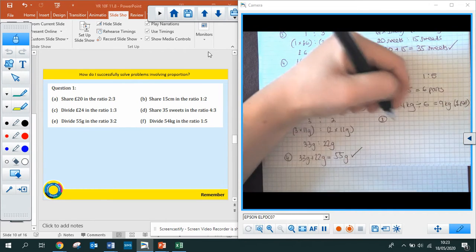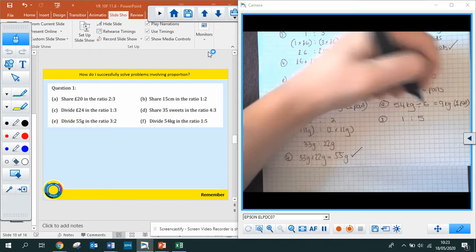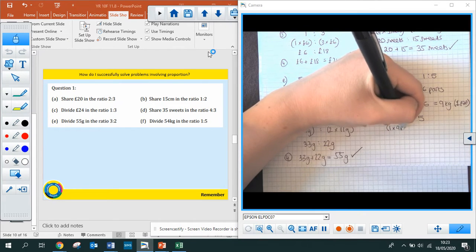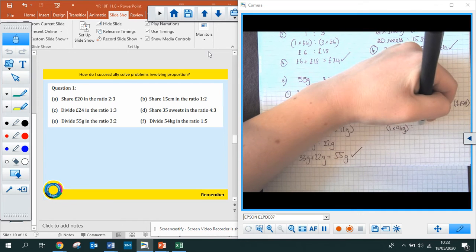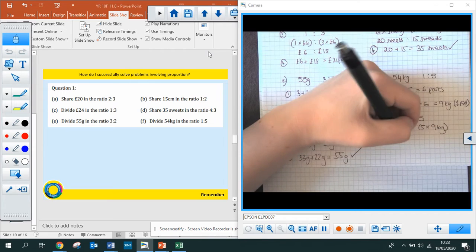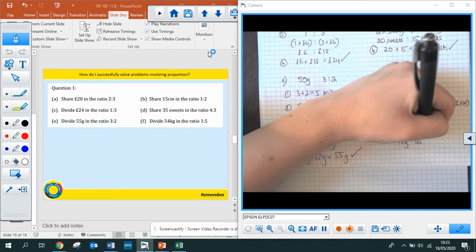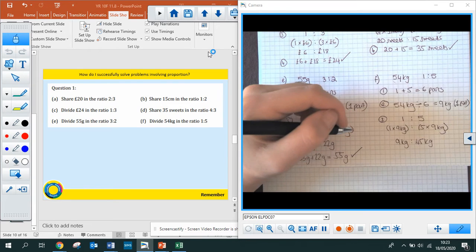Step 3, sharing your given ratio. My given ratio is 1:5, so I need 1 lot of 9 kilograms, and I need 5 lots of 9 kilograms. 1 lot of 9 kilograms is 9, 5 lots of 9 kilograms is 45 kilograms.